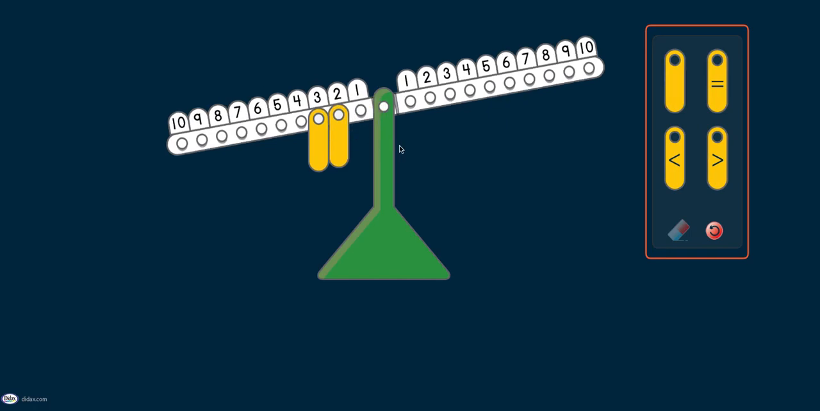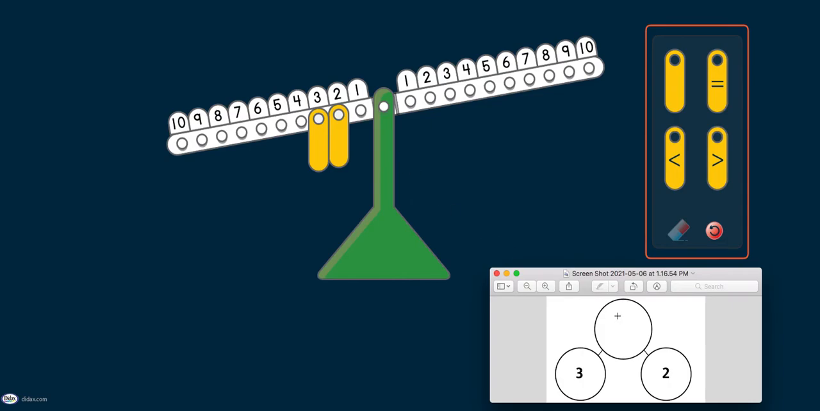So the question now is, what is the whole? 3 and 2 make... That's something to think about. You can ask the students to practice the different strategies that they've learned, like number bonds or counting on, whatever they're familiar with at this point. So it's 3 in your head, 4, 5. So the answer is 5.